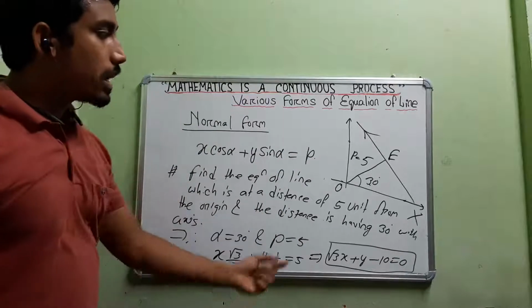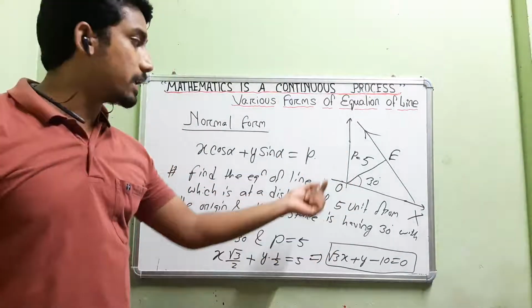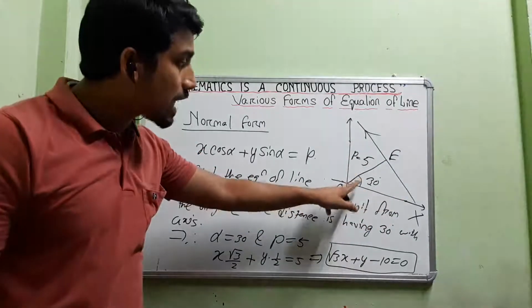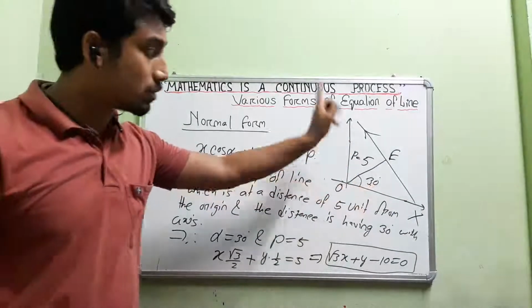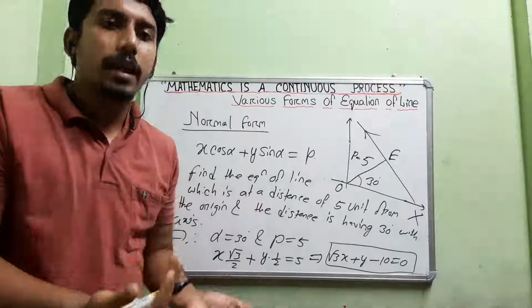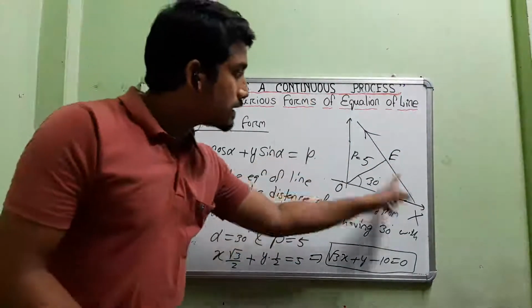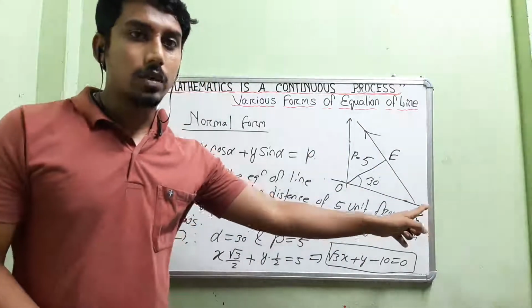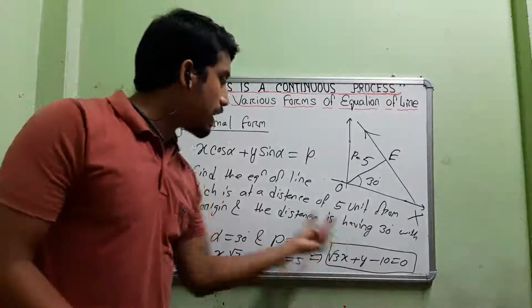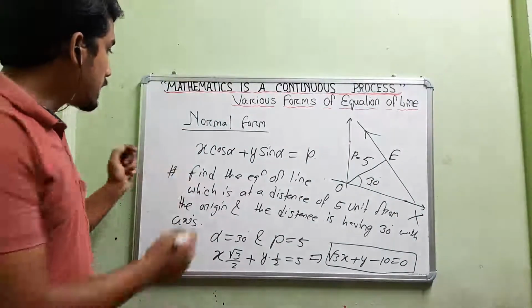So if this kind of information is given, that is the perpendicular distance from the origin for the straight line, and the distance line is making a 30 degree angle, or any angle, with the x-axis, not that line but the distance line, then we can easily have the equation of the straight line which is at a distance of 5 units from the origin. That straight line equation we can have in this way. So that is the normal form.